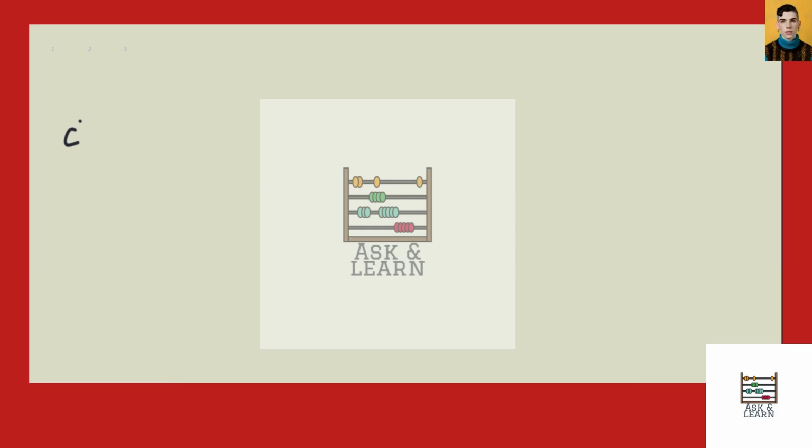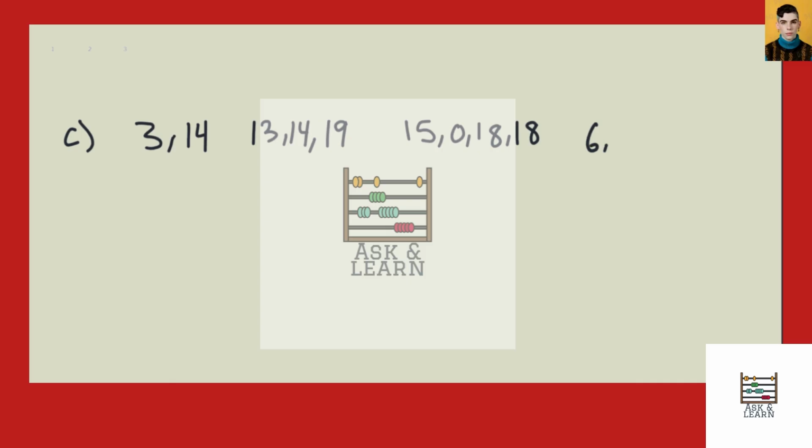Okay, so lastly, part C, same process. We'll be starting with 3, 14, 13, 14, 19, 15, 0, 18, 18, and 6, 14. So we're going to translate this one with 3 times the value plus 7 mod 26.